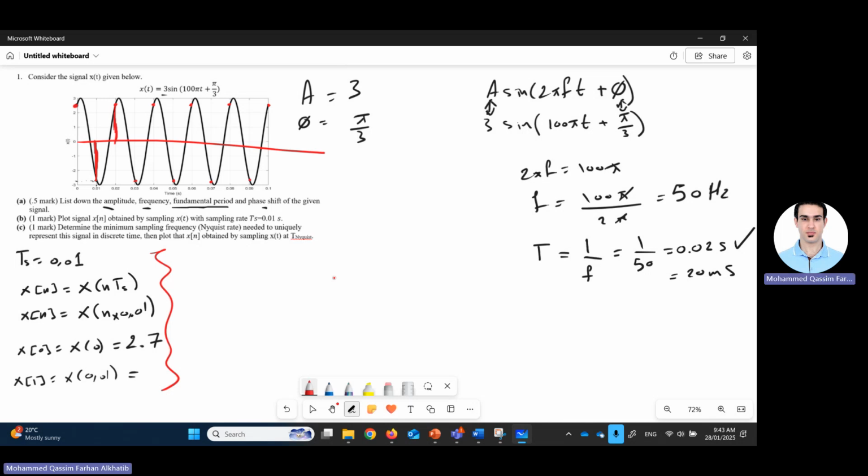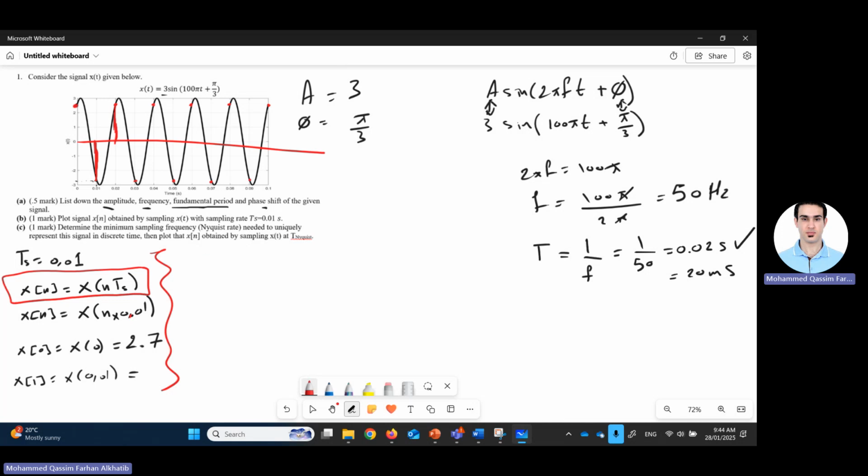Okay. So first I have x of n, that's the expression of sampling. X of n, that's the discrete one, equals x, that's the continuous function, of n Ts. Now n will have varying values from 0, 1, 2, 3. It's integer values. They are the sample indices. And Ts is the value given. That's my sampling period. So I substitute 0.01 instead of Ts. So it's going to be x of n times 0.01. Then I start evaluating at 0. X of 0, substitute n equals 0.